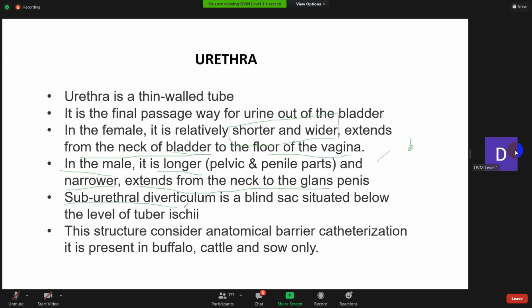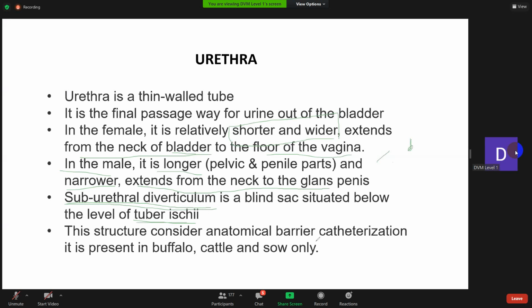And here is information about the suburethral diverticulum. It's a blind sac situated below the level of the tuber ischii. The tuber ischii is a bone. Just below the ischiatic tuber, you will find this diverticulum of the urethra. That is the position related to the bone.